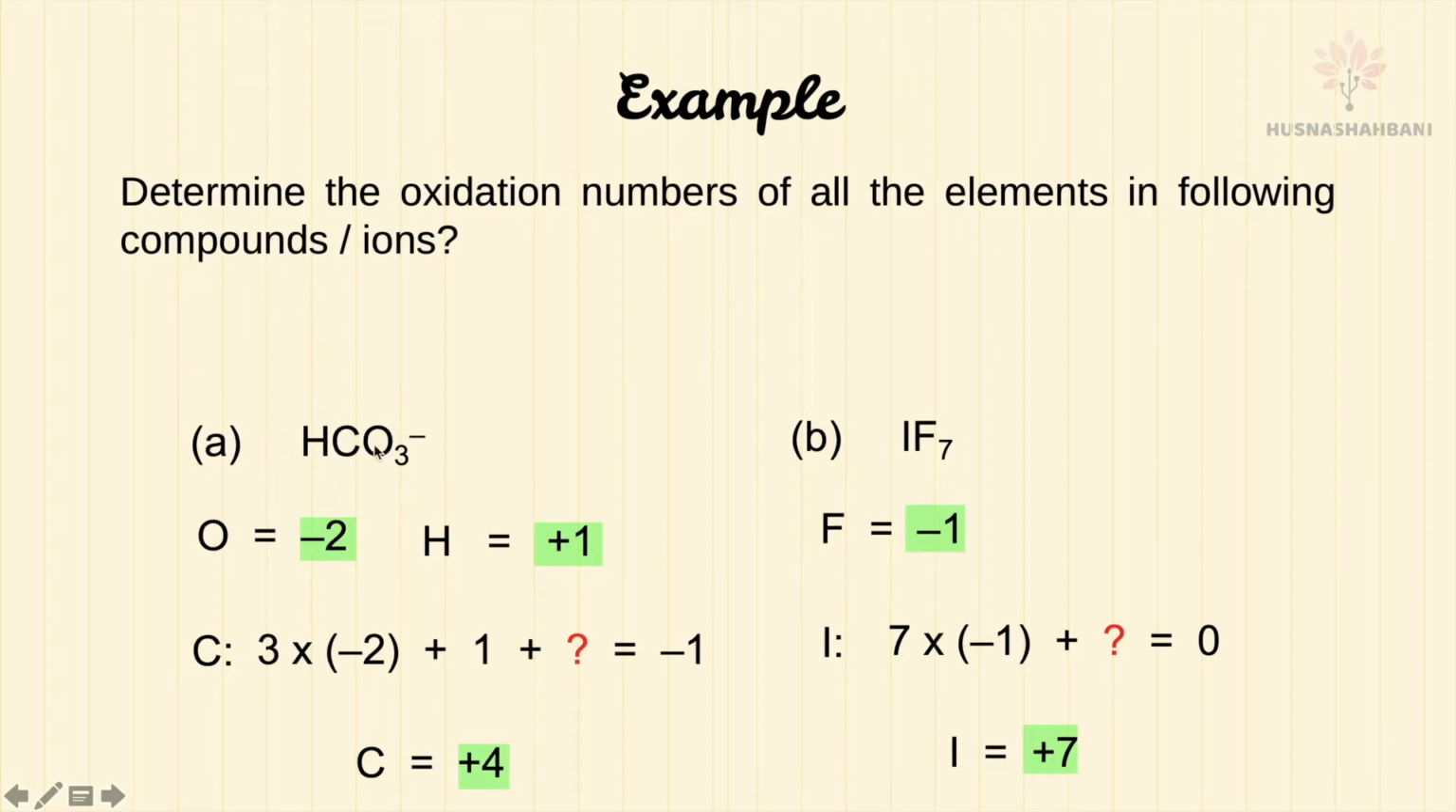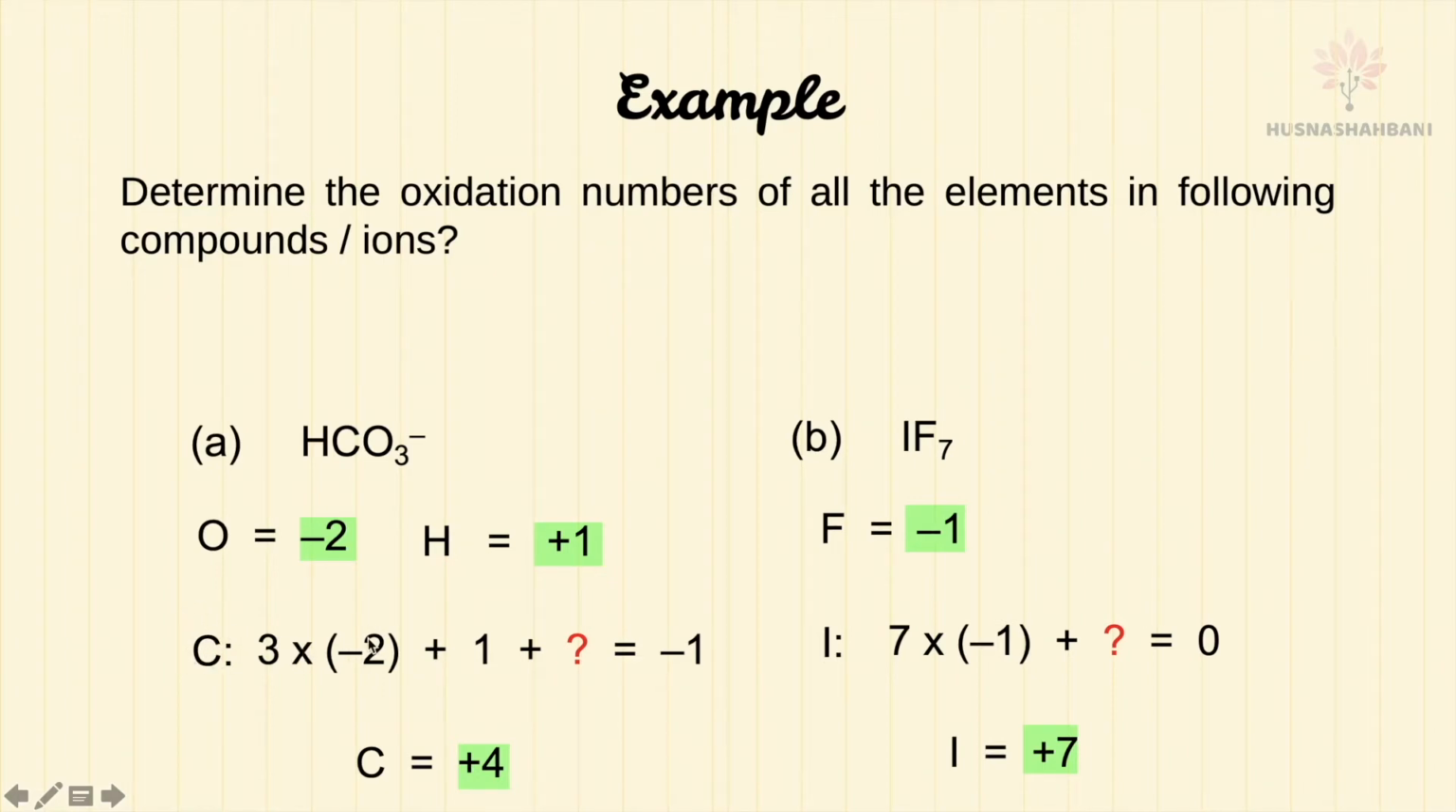For A, HCO3 minus, the overall charge of this ion is negative 1. We know the oxidation number of oxygen is negative 2, stated in the rule. The oxidation number of hydrogen stated in the rule is positive 1. Now, we need to determine the oxidation number of carbon. So you substitute the values of oxidation numbers for oxygen and hydrogen to identify the oxidation number of carbon.